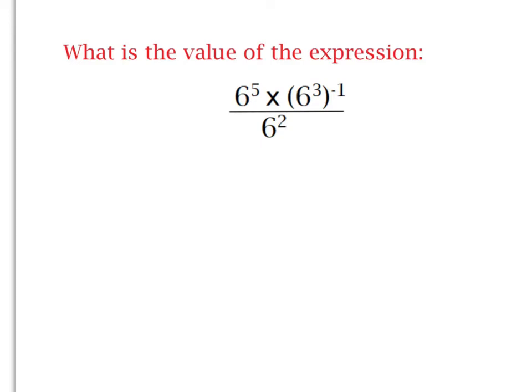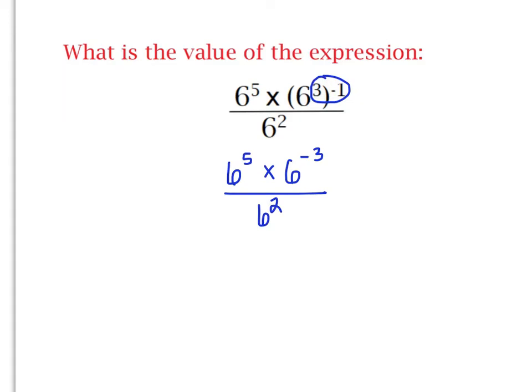My first thing I need to take care of is this power to power. So I'm going to bring down everything else. This 6 to the 5th, I'll deal with that in a second, times, again, I'm going to multiply 3 times -1. So this is going to become 6 to the negative third power, because a positive times a negative is a negative. And then I get 6 to the second power still in the denominator.